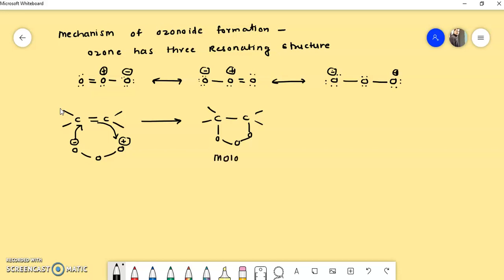Remember, molozonide. It is highly unstable. So it gets decomposed. Now how does it get decomposed? Remember, this bond shifts here, and this negative charge, this bond shifts onto this oxygen to form this.